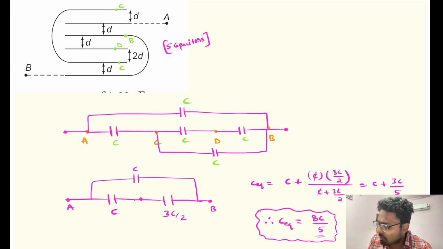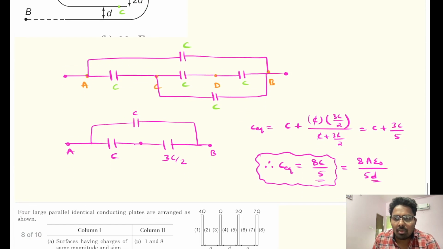As they haven't given the value of C, you can write it as 8A epsilon naught by 5D, which will be the answer. I hope this model is clear. There is nothing in this question; you just need to give a name to each and every plate. If they are shorted, give the same name. If they are grounded, give zero potential, grounded earth, and then rearrange the circuit. Then you will get a simple circuit.